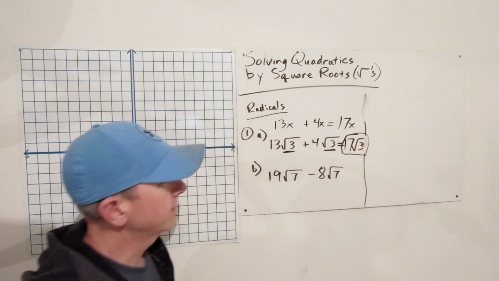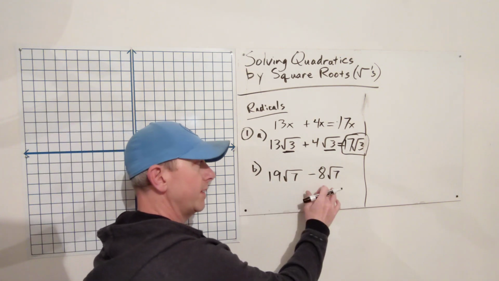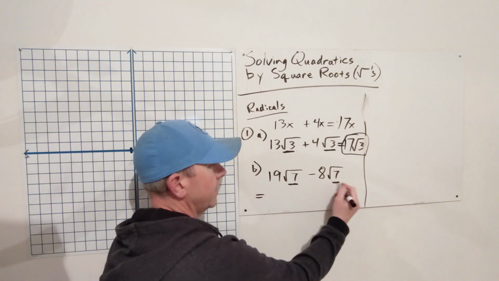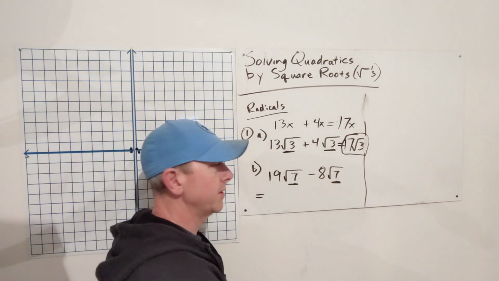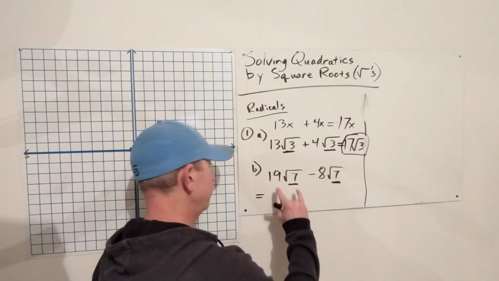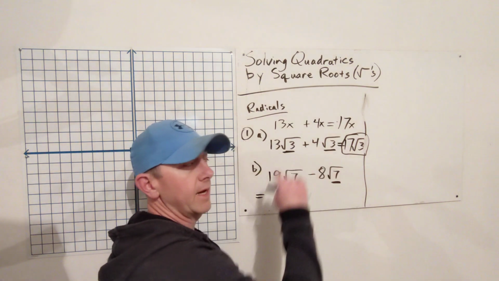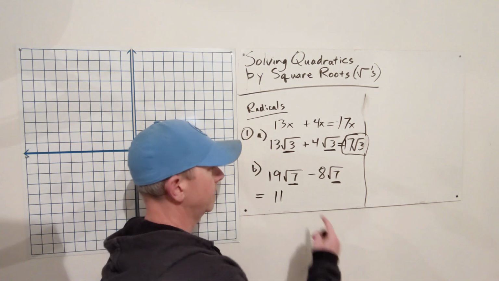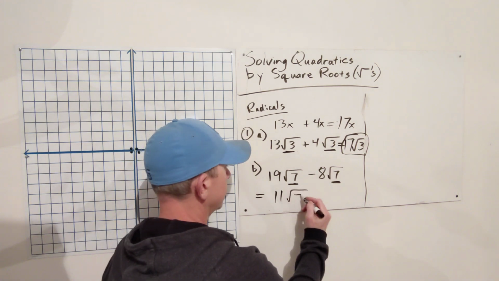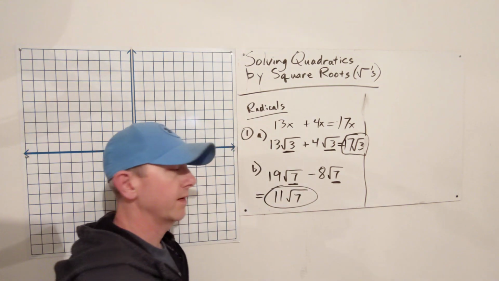All right, so there we go, 17 radical 3. Now this one, 19 minus the 8, again, the label is radical 7. So the radical 7's being the same. These are basically like terms that we can combine. Just like if you had 19 apples minus 8 apples. Okay, 19 minus 8, you get 11. 11 apples, or in this case, instead of apples, we got radical 7. Okay, so 11 radical 7 there.